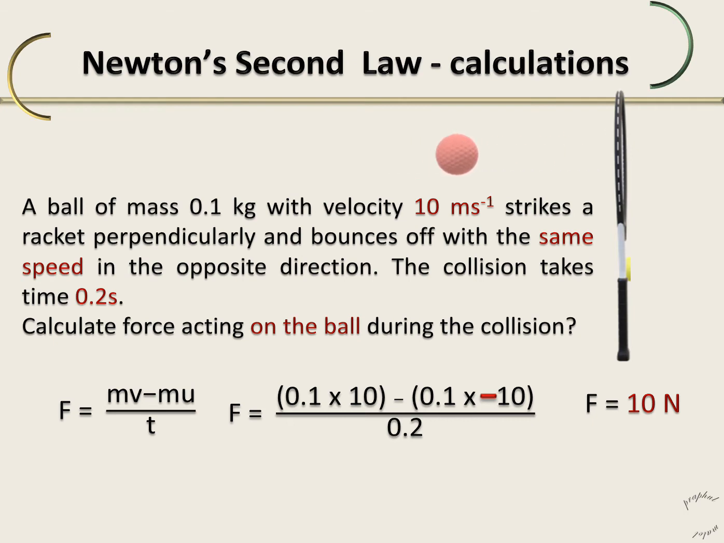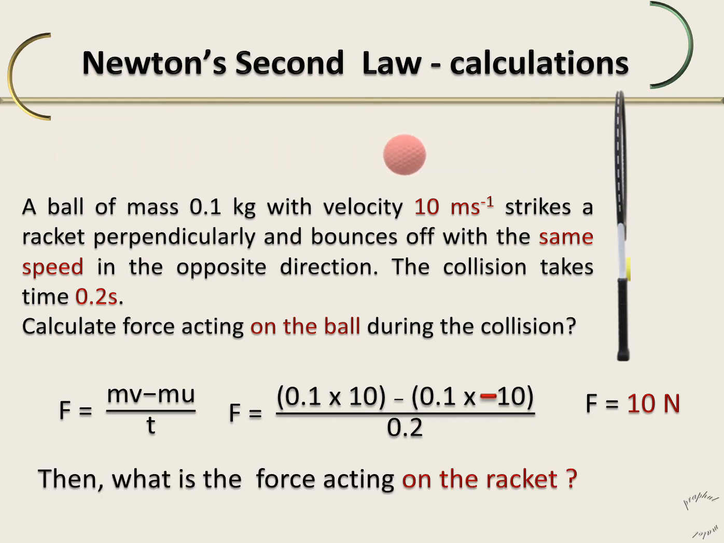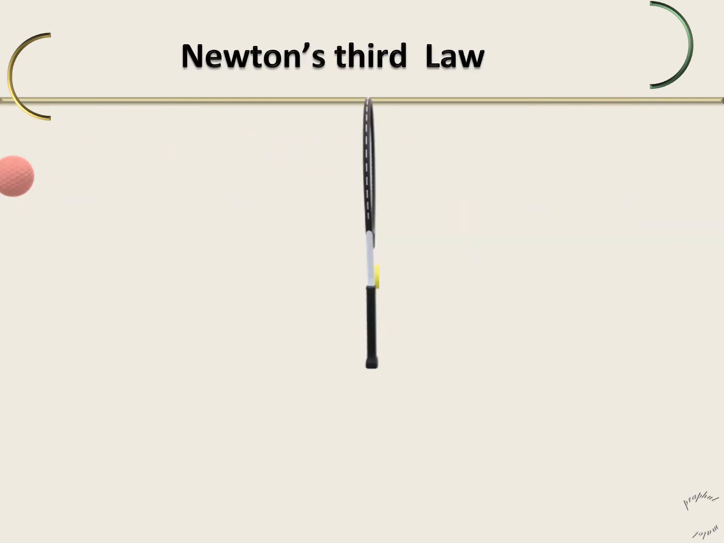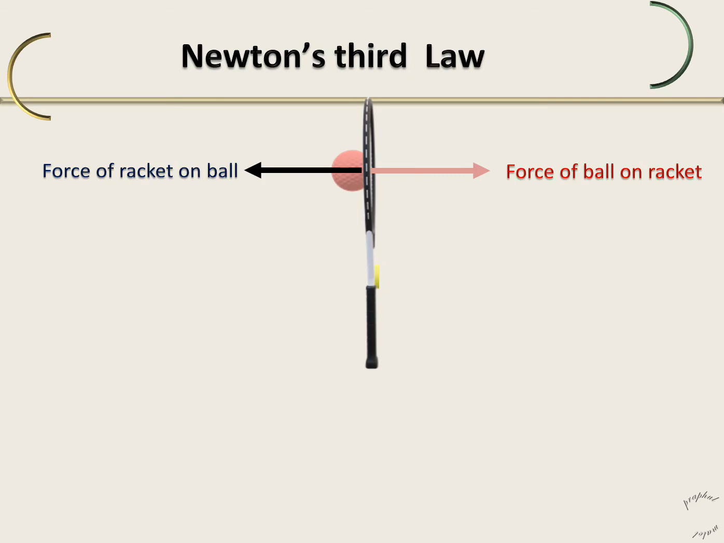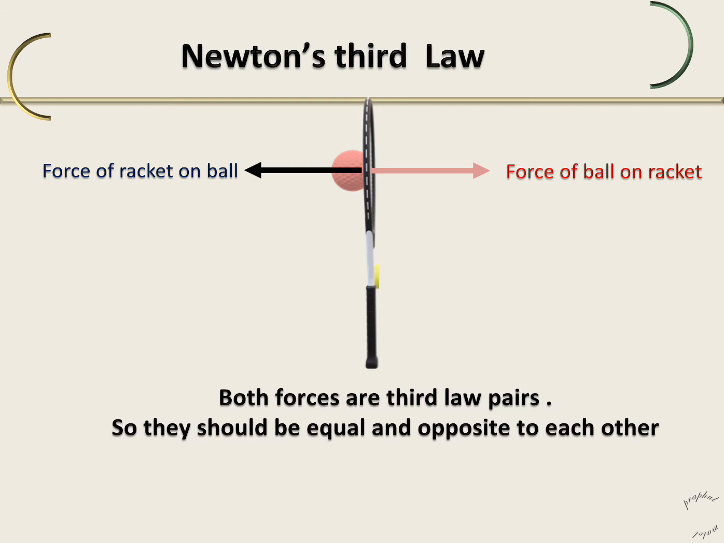So this is the force acting on the ball from the racket. Now, the racket also will get a force from the ball. Let's see how much force will be acting on the racket. This can be easily found using Newton's third law, because when the ball exerts a force on the racket, at the same moment the racket also will exert an equal and opposite force on the ball. These two forces we can call the third law pair, and third law pairs are always equal and opposite. So the force on the racket is 10 Newton, but in the opposite direction, so I'm using minus 10. The negative stands for opposite direction.